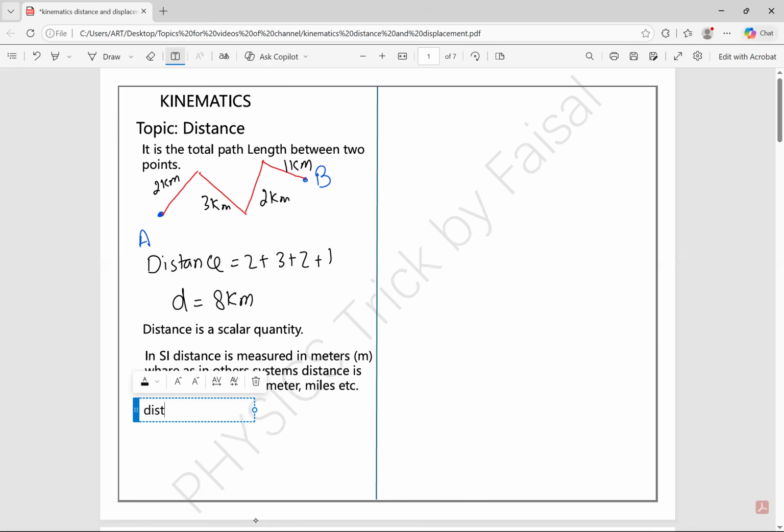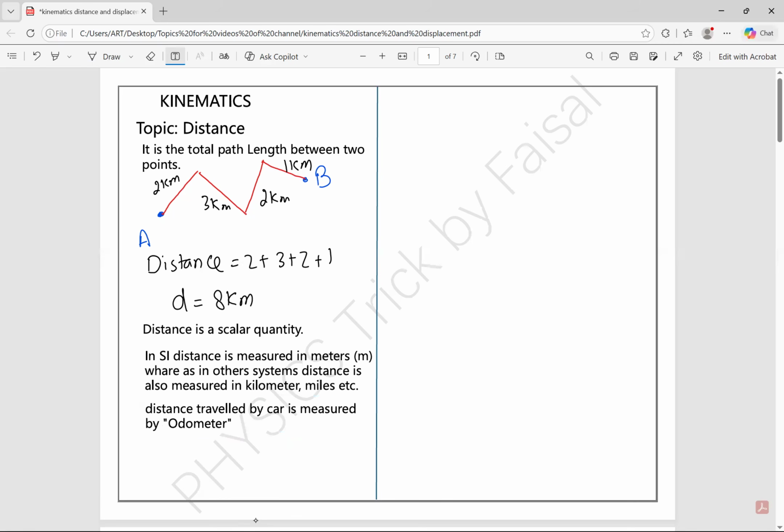This is distance traveled by car or any other vehicle is measured by odometer. All right. Odometer is placed in the car by which you can check the mileage of the car. So distance traveled by car is always measured by odometer, right?